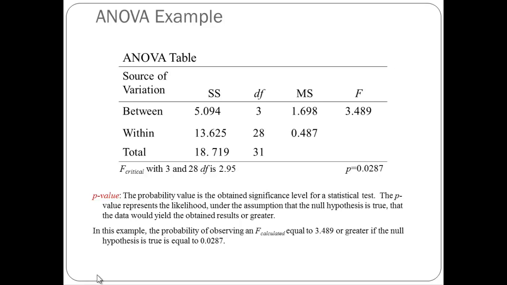And as we talked about before in another video, those decisions need to be consistent. You would never reject the null hypothesis using an F statistic and fail to reject using the p-value. You'll always make the same decision.